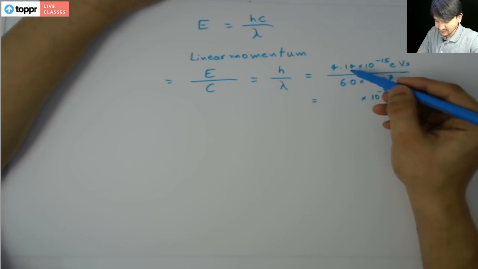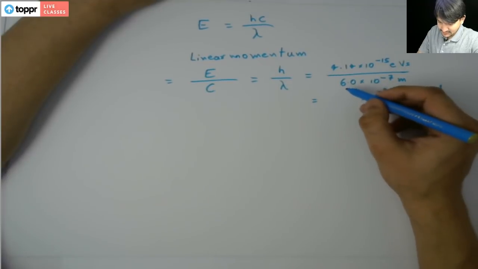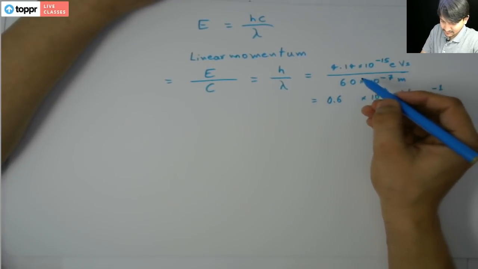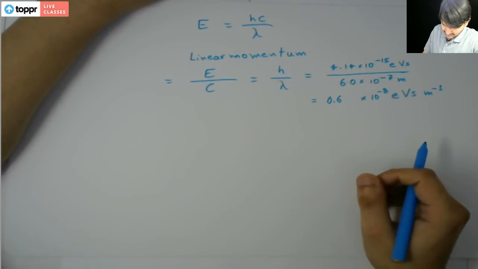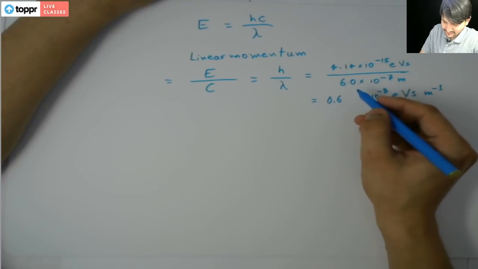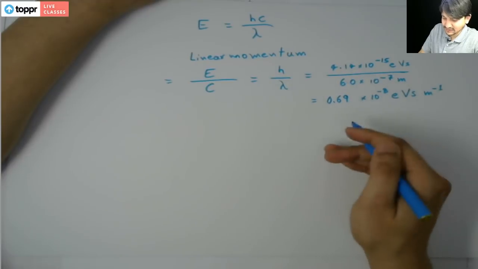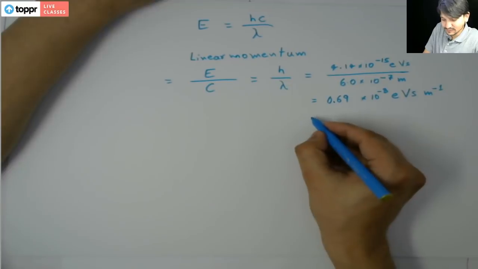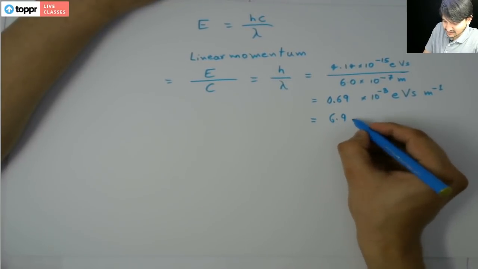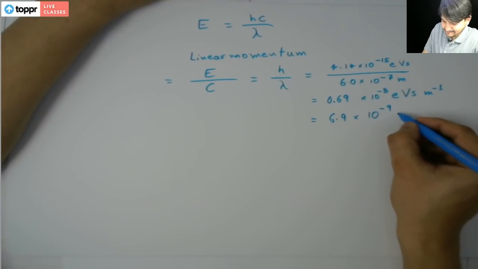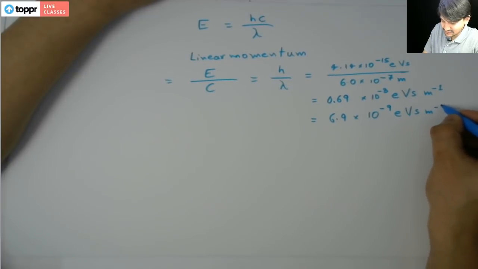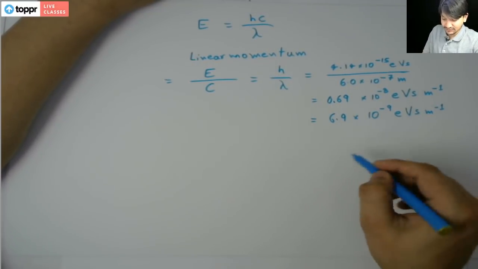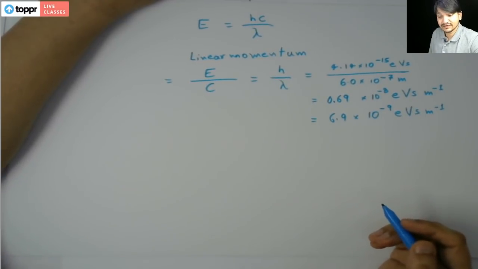And what is 4.14 divided by 6? It should be around 7, but yes, 6.9 something. Oh, it's absolutely 6.9. Yes, this is 0.69 into 10 to the power minus 8, or in scientific notation 6.9 into 10 to the power minus 9 electron volt second per meter. Again, we can convert this into SI units, that is kg meter per second, by using the conversion ratio 1.6 into 10 to the power minus 19.